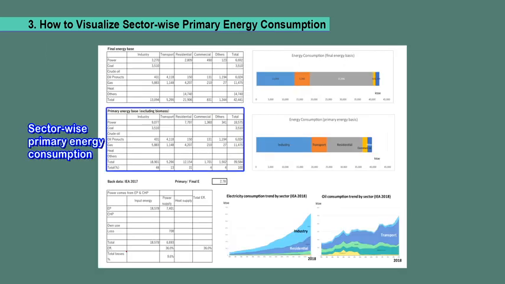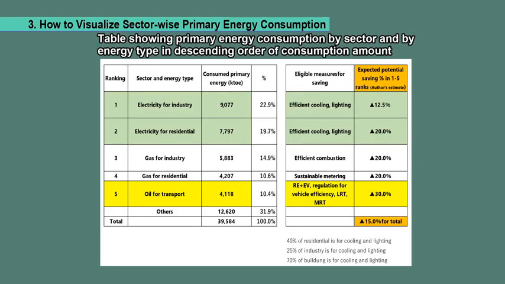The table in the middle is modified to show the data in the order of primary energy consumption size by sector and energy source. This is the table. It shows that total primary energy consumption is about 40,000, of which about 23% is electricity for industry, followed by residential. The two account for more than 40%. It shows that the top priorities are electricity for industry and residential.